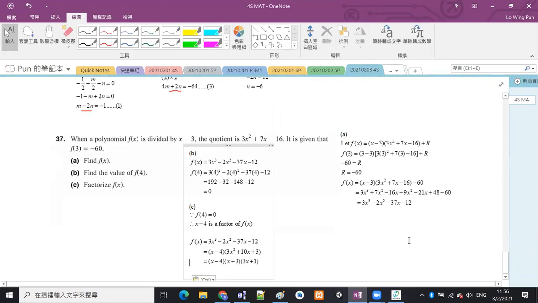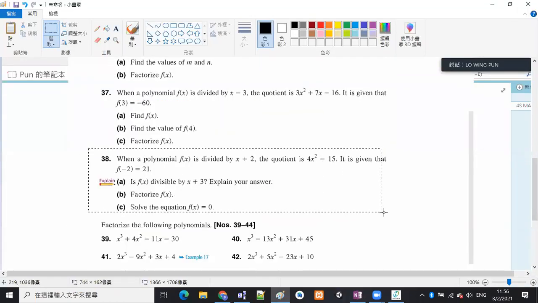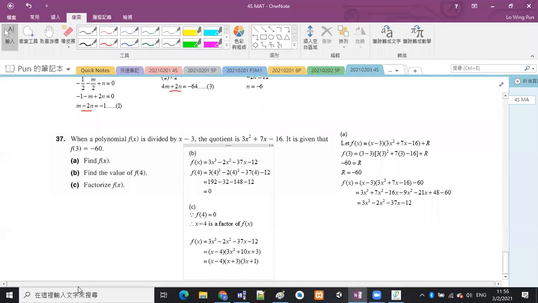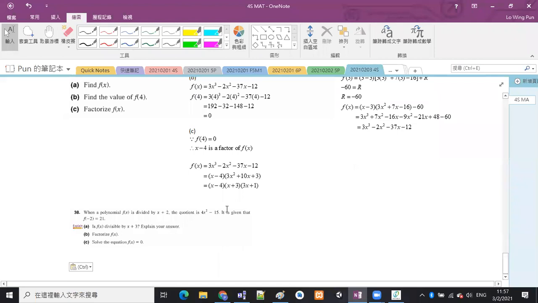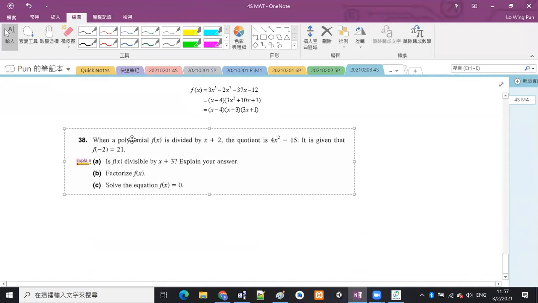得唔得？咁呢題有少少唔同嘅，但係我覺得都係應該要識做嘅。37題啊。Okay. Finally, 38. When a polynomial f(x) is divided by x plus 2, the quotient is 4x squared minus 15. It's given that f(-2) is equal to 21.